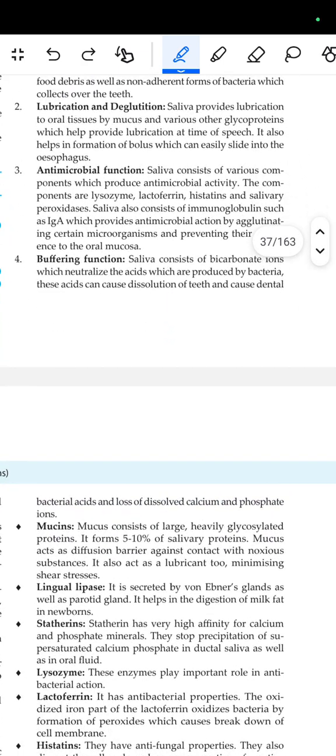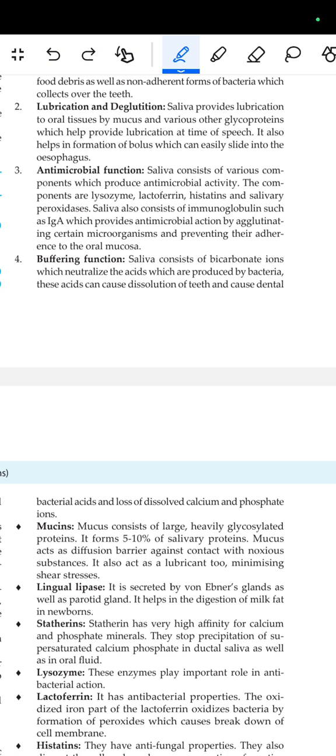Antimicrobial function. Saliva consists of various components which produce antimicrobial activity. The components are lysozyme, lactoferrin, histatins, and the salivary peroxidase. Saliva also consists of immunoglobulins such as IgA, which provides antimicrobial action by agglutinating certain microorganisms and preventing their adherence to the oral mucosa.